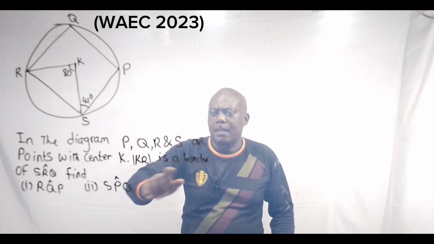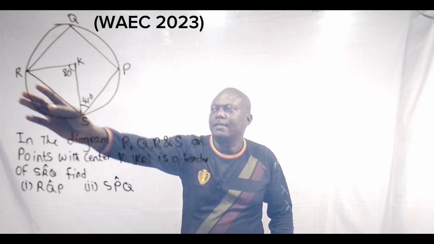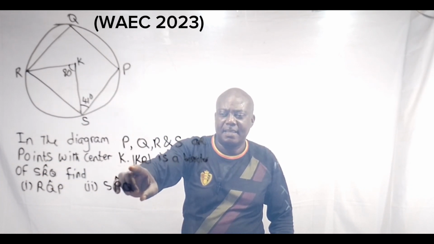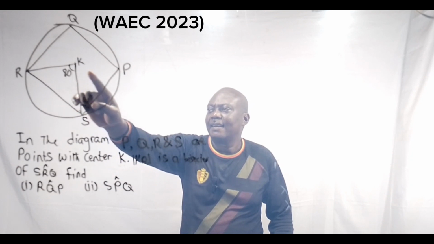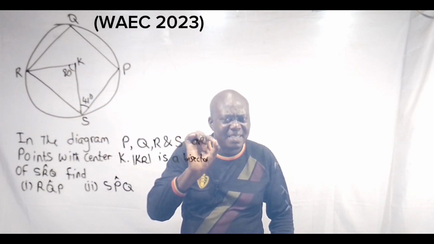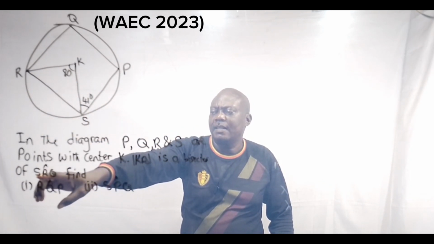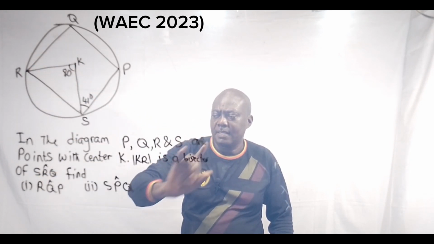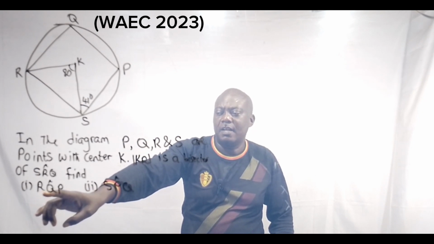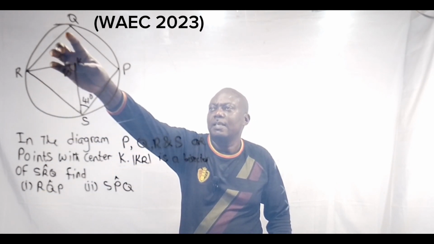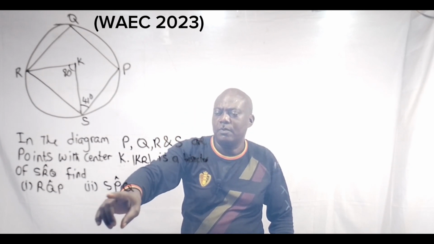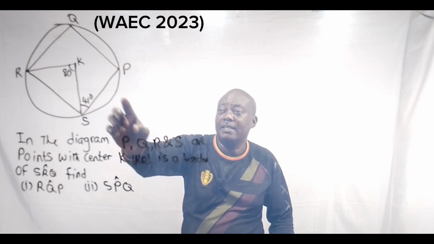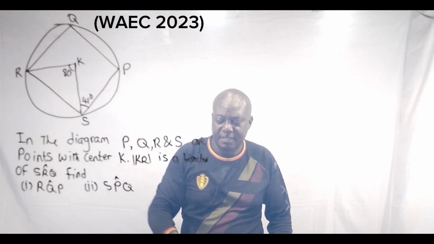In the diagram above, P, Q, R and S are points on a circle with center K. Line KR is a bisector of angle SRQ, this one here. Find, in figure 1, angle RQP, this angle here, and in Roman figure 2, angle SPQ. So we're expected to find the value of this and this.